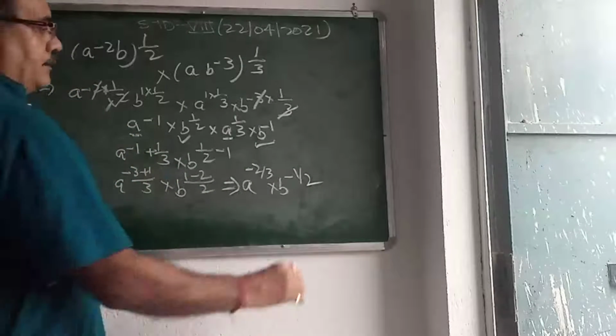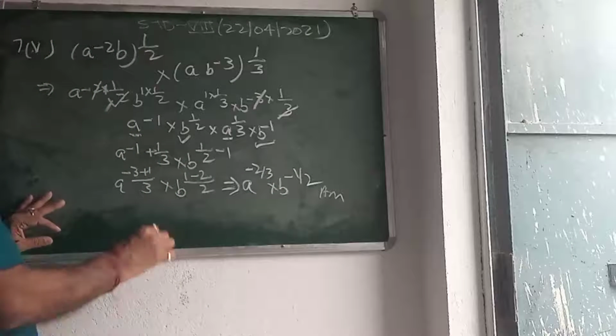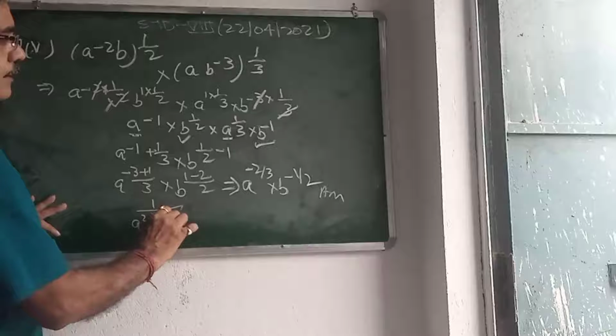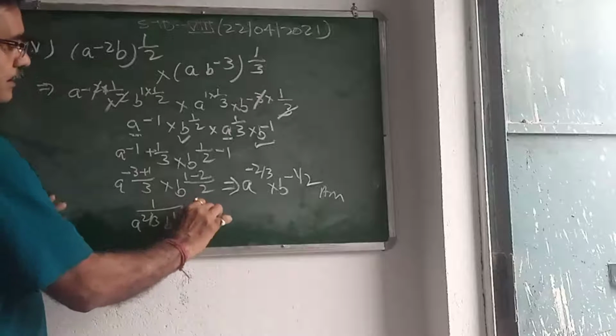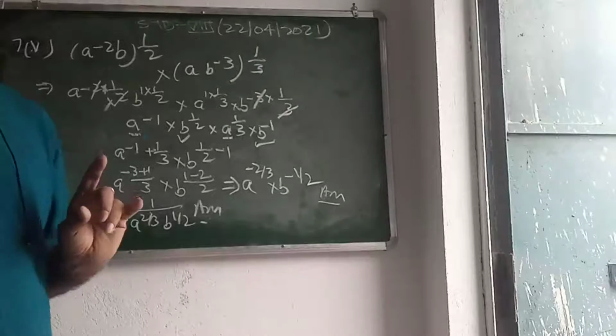Either you leave the answer here or make the power positive, then 1 by a to the power 2 by 3 into b to the power 1 by 2. This is the answer. Either the answer is this one or this one. Both are correct.